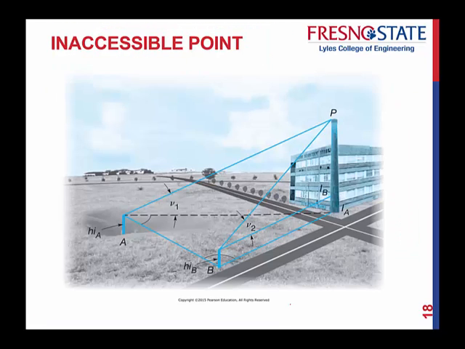So the last thing I want to talk about is what we call the inaccessible point. What this means is this point up here, point P, I don't know the elevation of it. So there's a couple ways to figure it out.